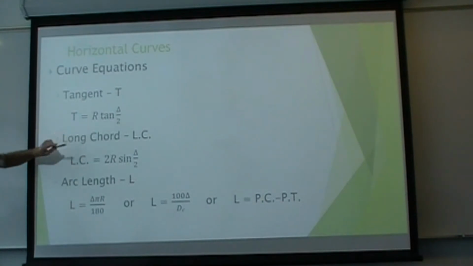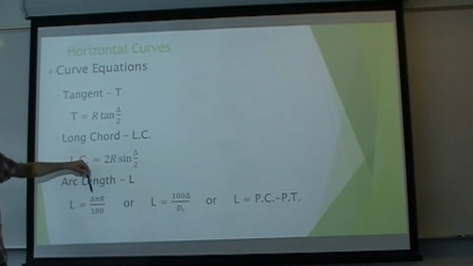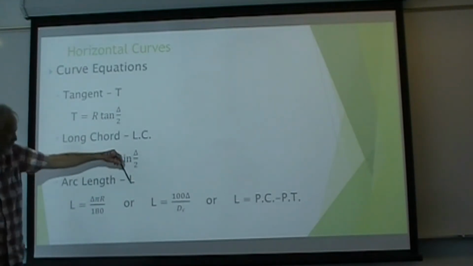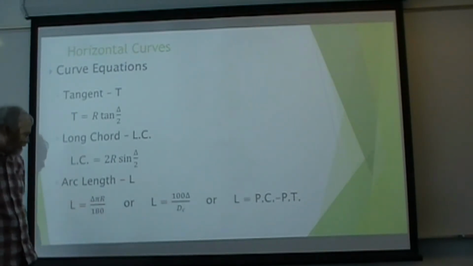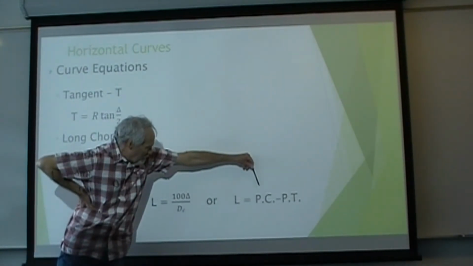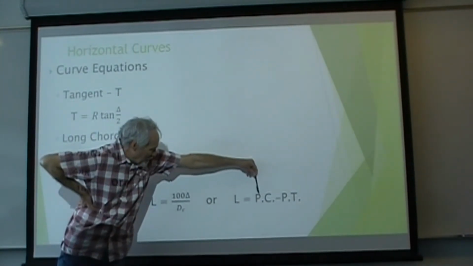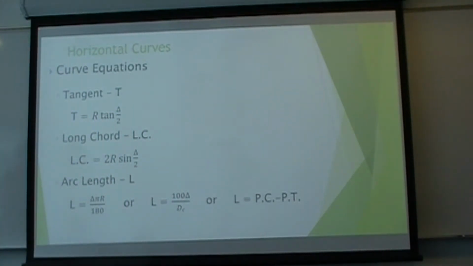Tangent: radius times the tangent of half of delta. Long chord is 2R times the sine of half of delta. The arc length can be given by several equations: delta pi R over 180, or 100 delta divided by degree of curve. So if you're doing highway work, or most work that we would be involved in, these two equations are exactly equal. If you're doing railroad work, this equation will not work; you have to use this one for stationing purposes. And L, how that relates: PT minus PC, the difference is going to be L.